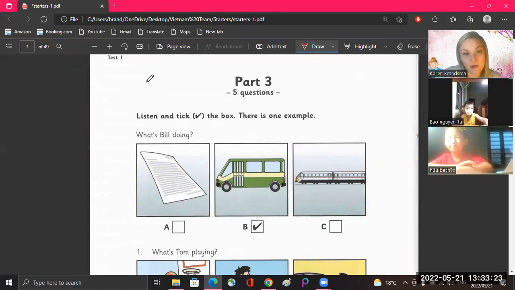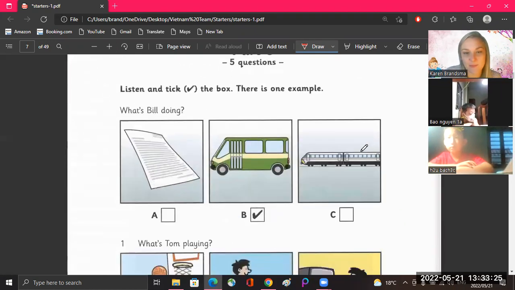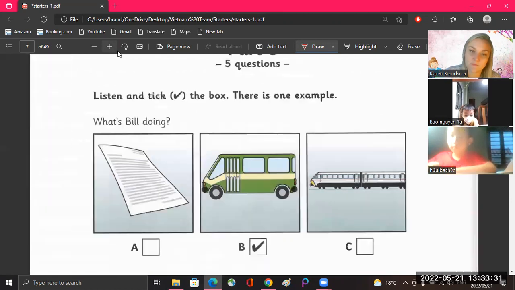Okay, now we're going to do part three. Let's look at the example. That is the end of part two. Part three. Look at the pictures. Listen and look. There is one example.